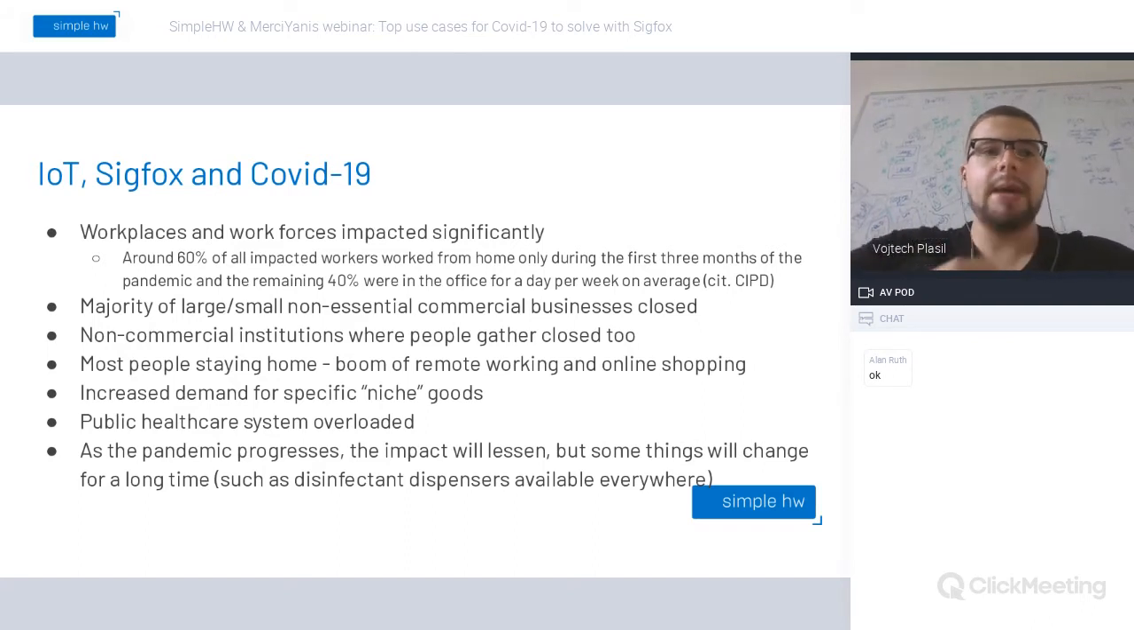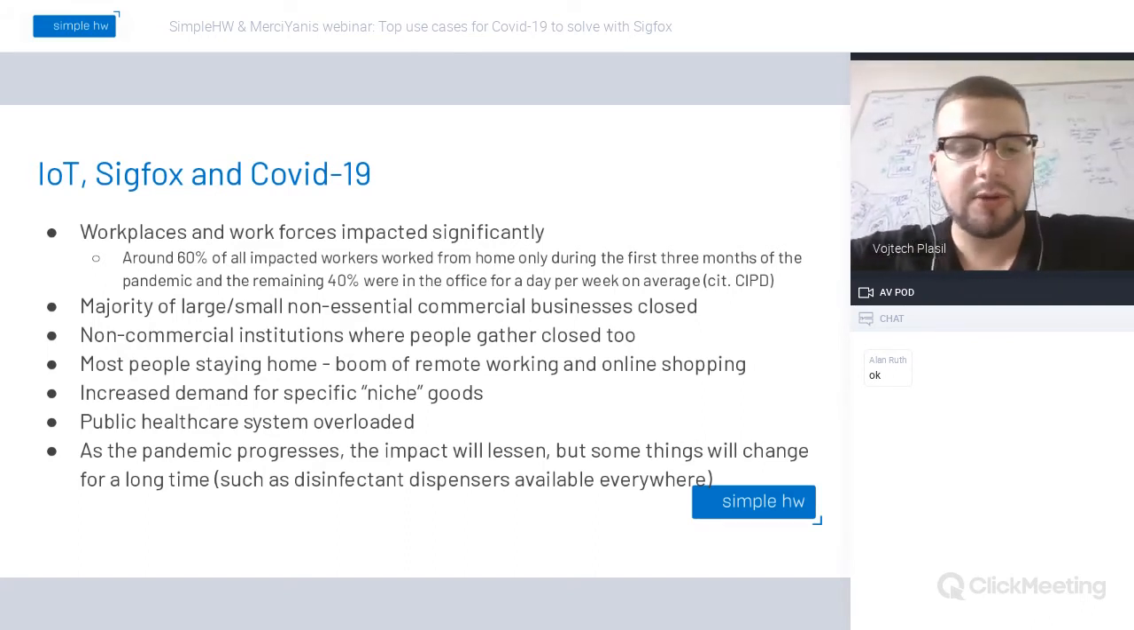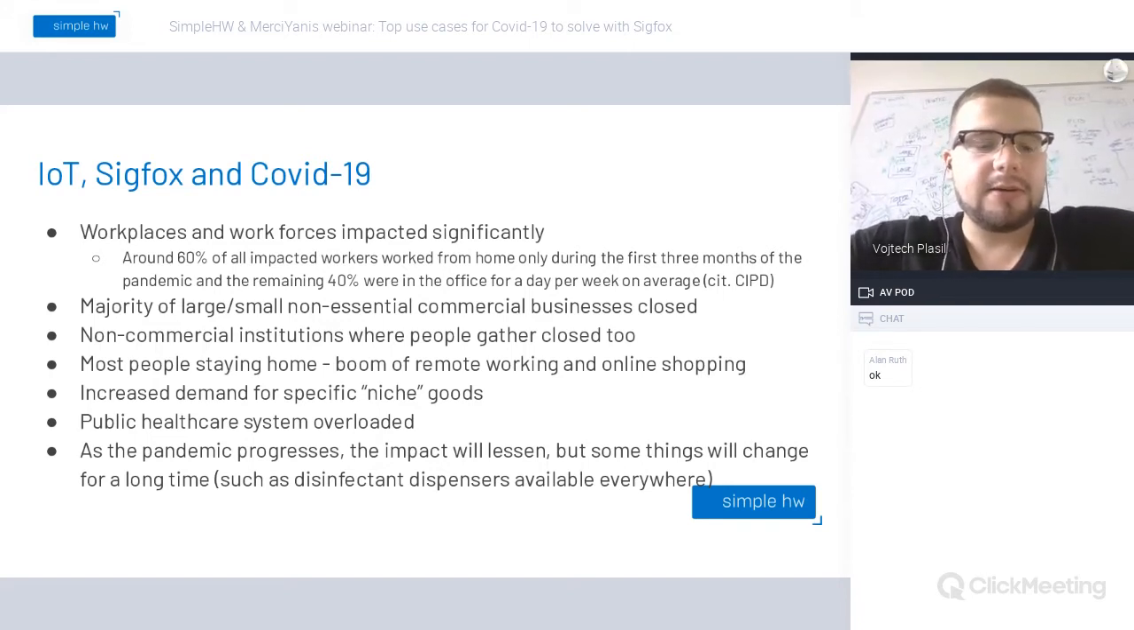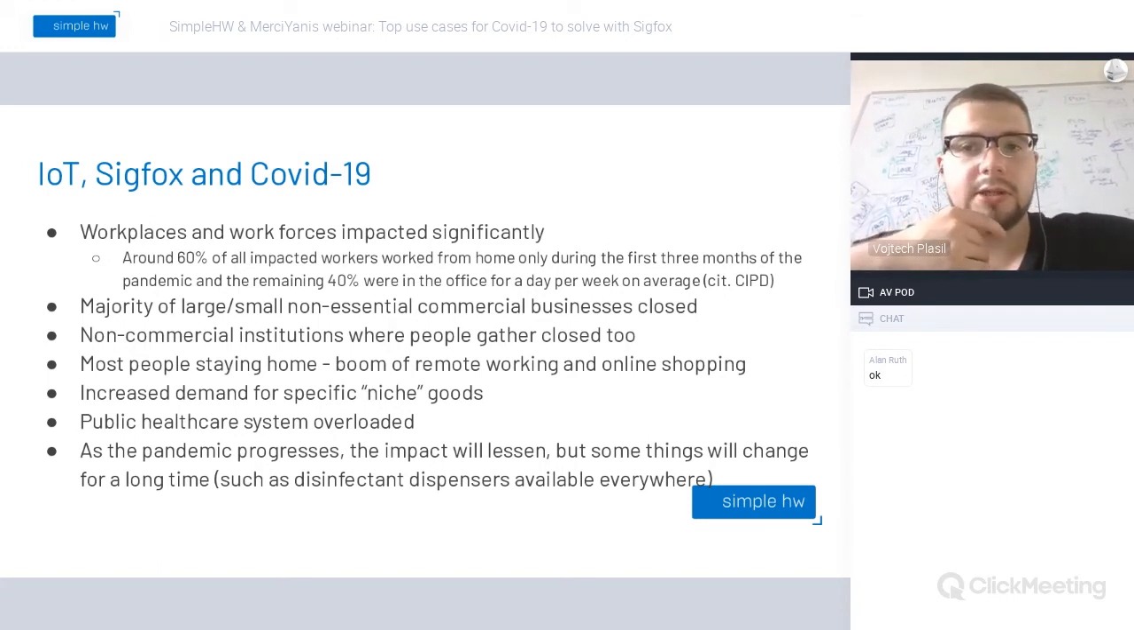This, of course, made a lot of changes in normal working day life. It meant that non-commercial and even commercial buildings and facilities where people gathered were suddenly left abandoned, and most people stayed home, etc. A lot of businesses also were closed because they were considered non-essential, and this is something that has had a tremendous impact on the global economy as well.